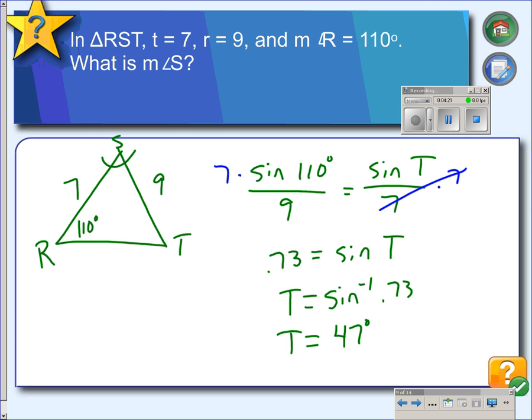Knowing that angle T is 47 degrees, we can now find angle S by knowing that there are 180 degrees in a triangle. So if we take our 180 degrees, add 110 and 47, that would give us 157, and subtract, that would give us a 23-degree angle for S.